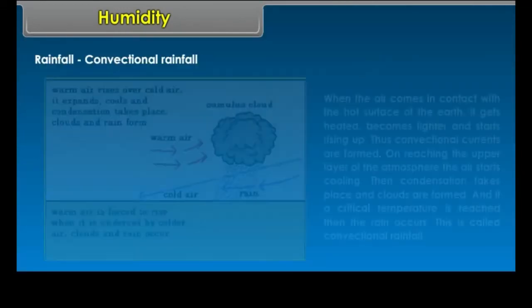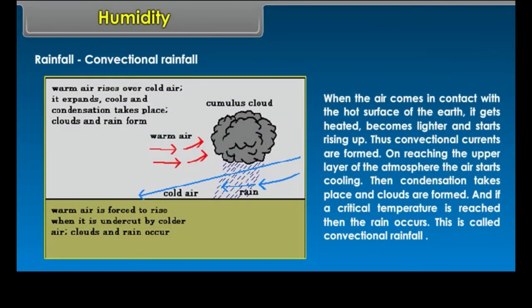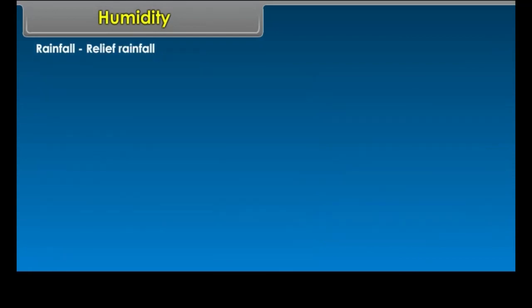Convectional rainfall. When the air comes in contact with the hot surface of the earth, it gets heated, becomes lighter and starts rising up. Thus, convectional currents are formed. On reaching the upper layer of the atmosphere, the air starts cooling. Then, condensation takes place and clouds are formed. And if a critical temperature is reached, then the rain occurs. This is called convectional rainfall.